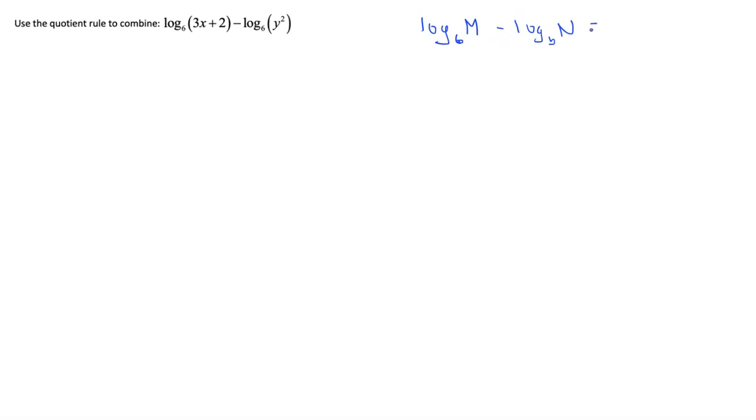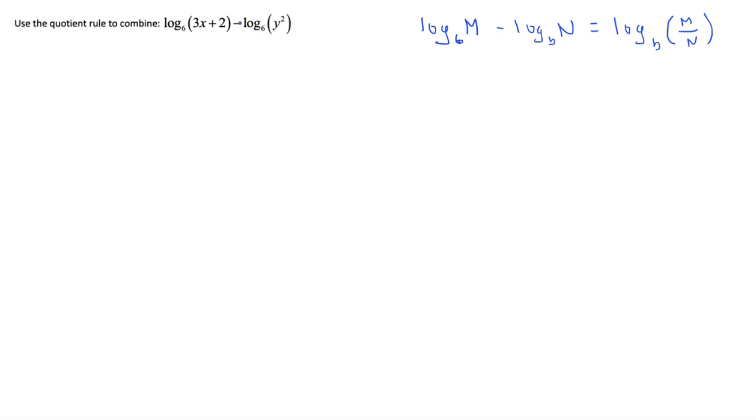So the quotient rule says that we can combine them into a single log, but we have to divide the corresponding arguments. And the order does matter, right? Remember, division is not commutative, so the order does matter here. So in this case, what can we do?